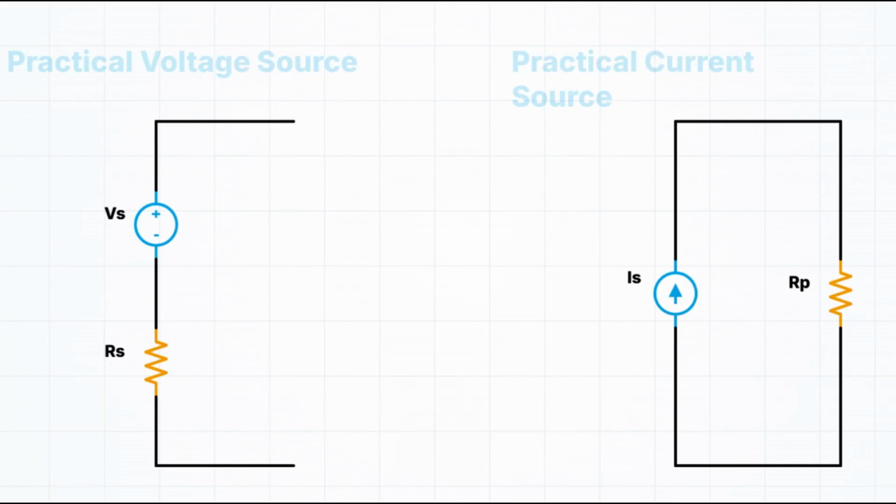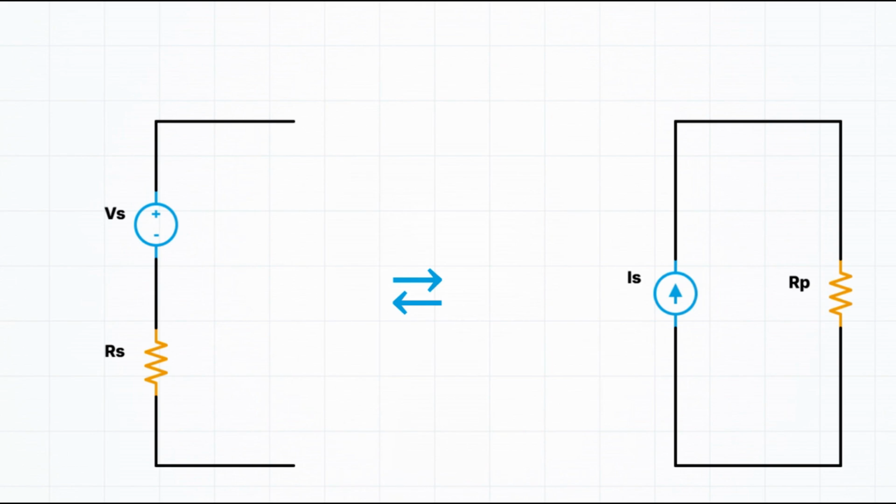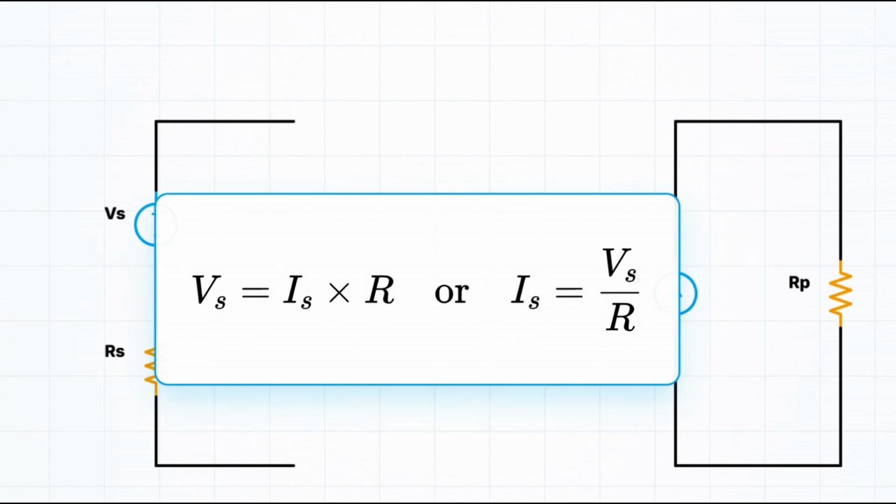Source transformation states that these two are equivalent if they produce the same voltage-current relationship at their terminals. Here is the magic formula, Ohm's law. Vs equals Is times R, or Is equals Vs divided by R. The resistor stays the same. The value of R in series becomes the exact same value of R in parallel. Rs equals Rp.